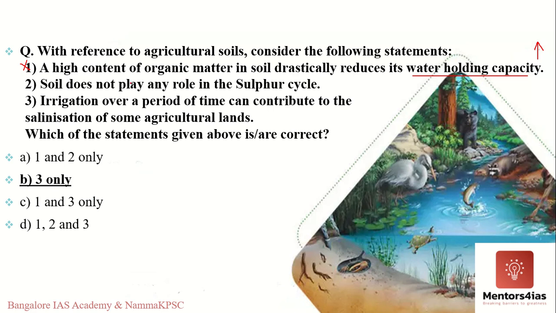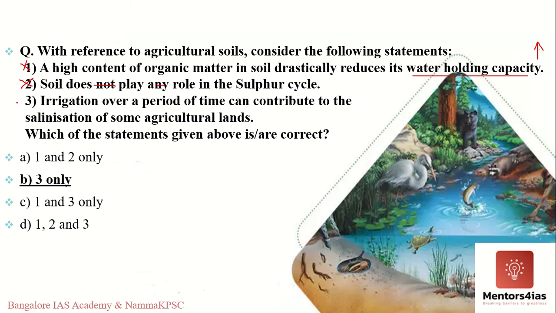The second statement says soil does not play any role in the sulfur cycle. We have already discussed this. I specifically mentioned that sulfur is present in the soil. That is how plants take up sulfur. Therefore, the second statement is also wrong.